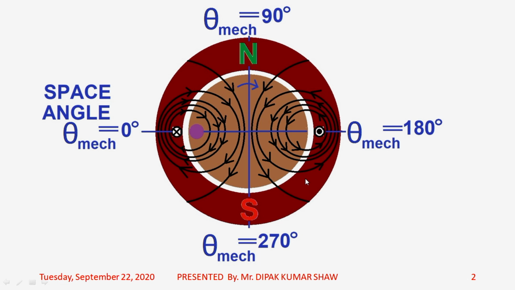Now what is the point or axis where the value of B, that is magnetic flux density, will be 0? That is at theta equal to 0 degree and theta equal to 180 degree. At these two points you will find that the value of B is 0. Whereas it has a positive peak at theta equal to 90 degree and a negative peak at theta equal to 270 degree. So this was the distribution of B, the magnetic flux density in the air gap for this two pole formation on the stator core.